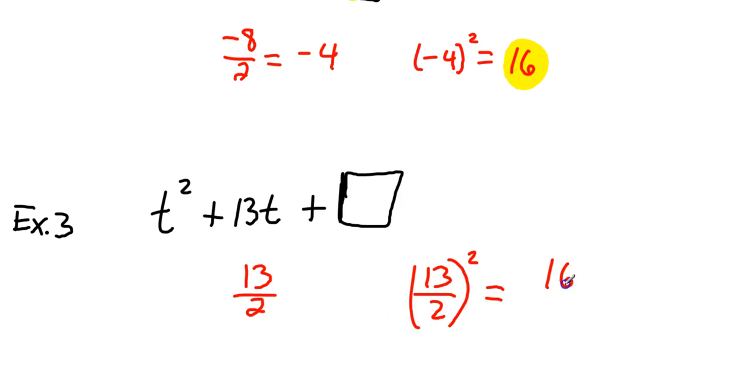13 times 13 is 169. 2 times 2 is 4. And for one like that, that's all you can do. So if they ask you to fill in that blank, that would be the number that you're looking for right there. So if you have a fraction for the B term, that means you're going to have a fraction for the, quote-unquote, C term.